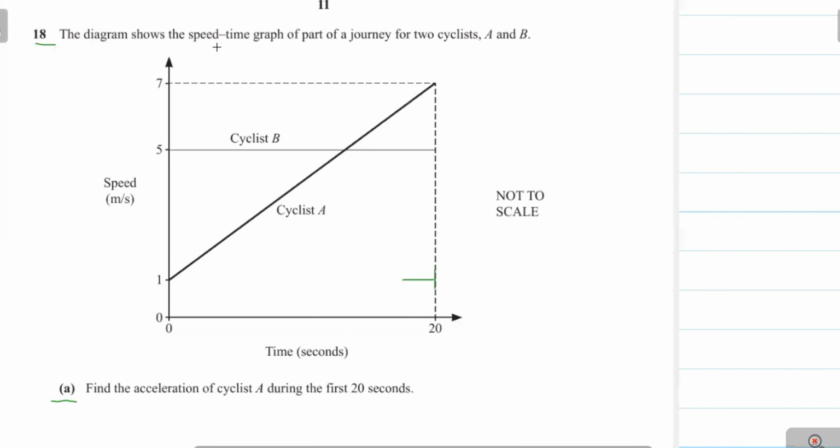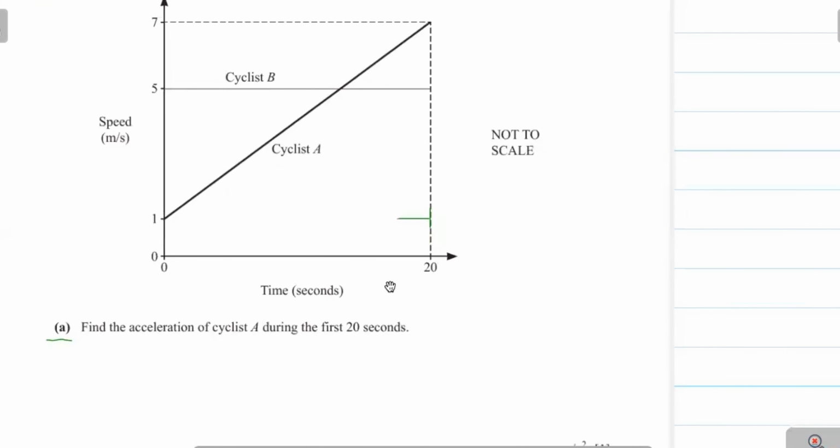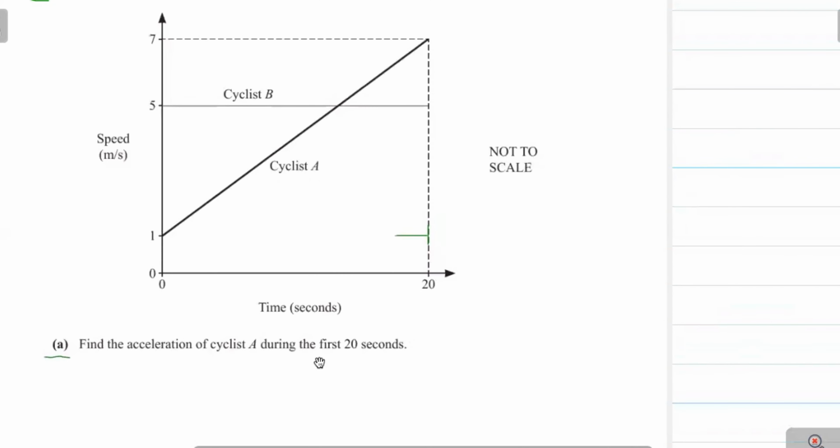Question 18, the diagram shows the speed time graph of part of a journey for two cyclists A and B. Part A, find the acceleration of cyclist A during the first 20 seconds. You see here, this is the graph of cyclist A. We can find the acceleration from the speed time graph by taking the gradient of this graph.